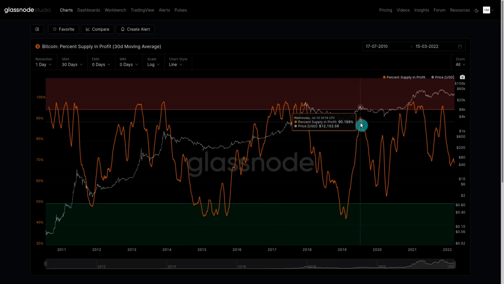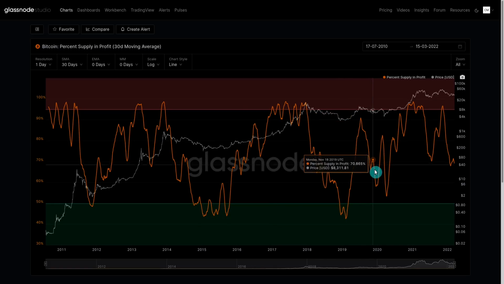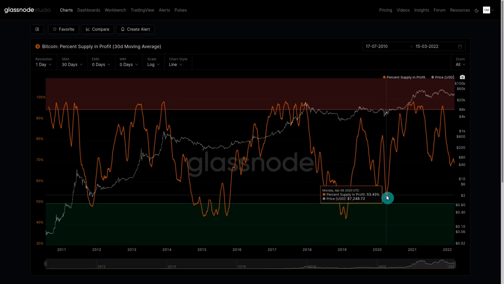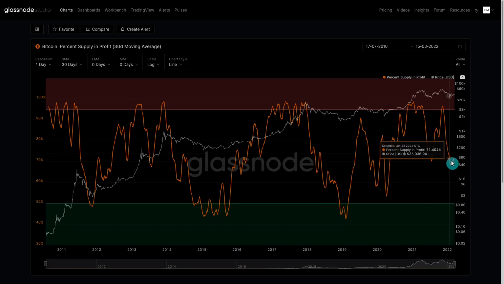Now, we had a similar event here during the 2019 market where we didn't quite get down to 50%, but we still got down to 53%, where a large portion of the market is at a loss. Now, where we are at the moment, we've sold down not to the same level. We're about 68% of the overall market is in loss.